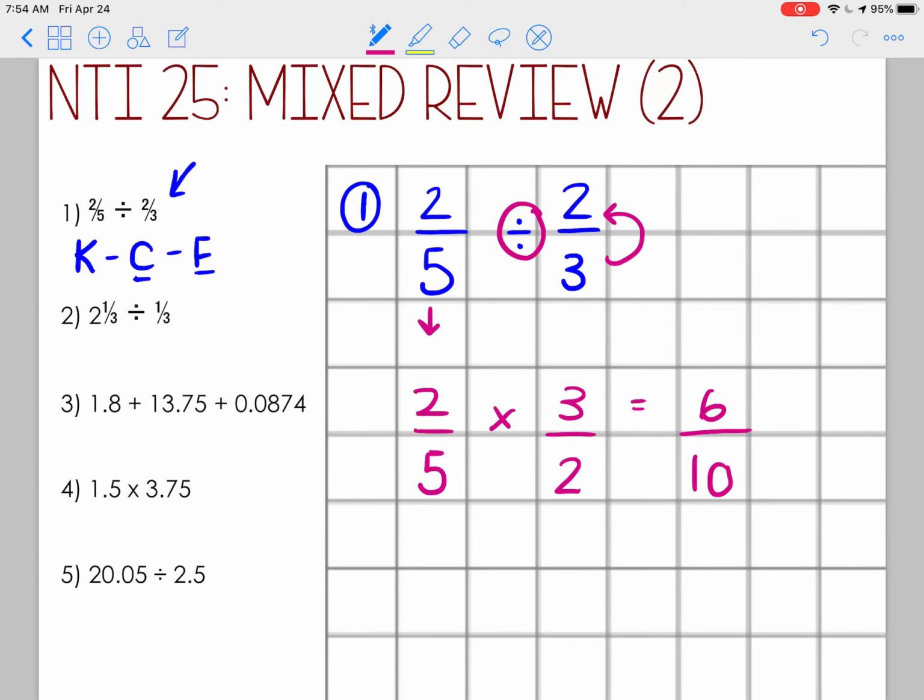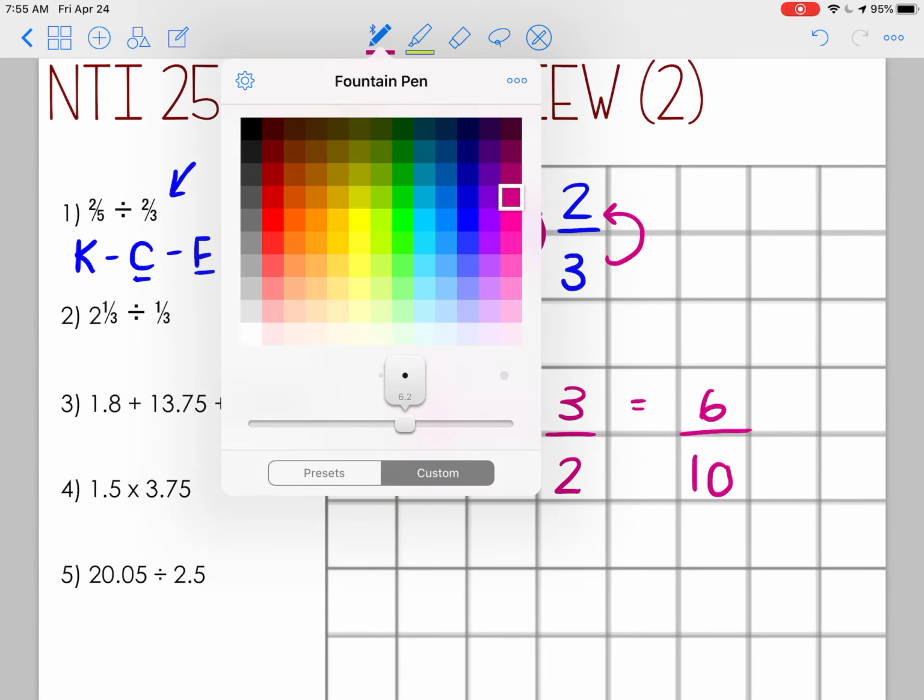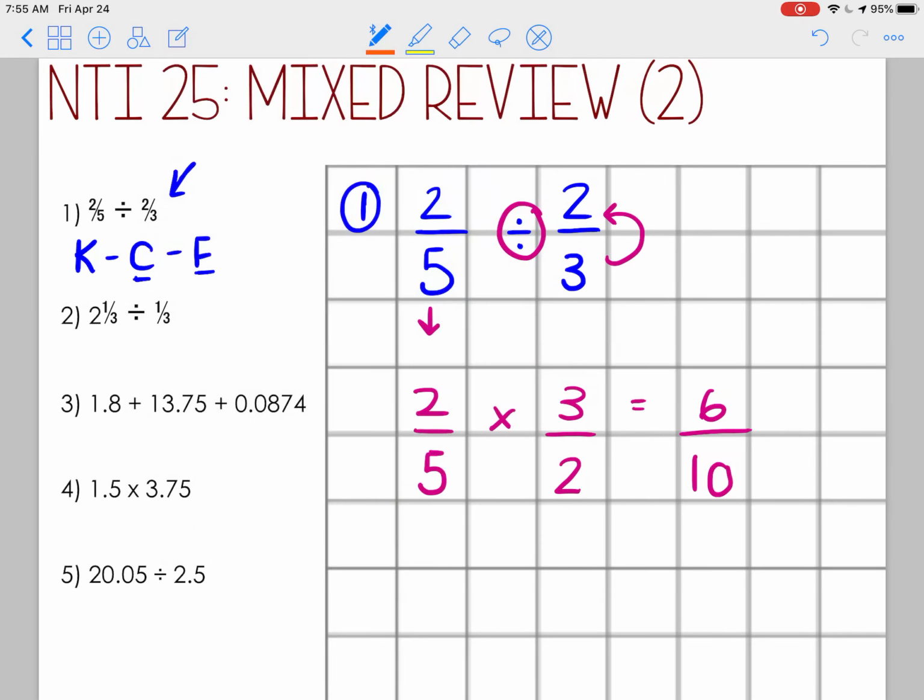Now, 6/10 is not our final answer. We've got to simplify 6/10. So when I look at 6 and I look at 10, they're both even numbers, so I know they can both be simplified or reduced by 2. So we take our numerator, 6 divided by 2, and I get 3. And then 10 divided by 2, and I get 5. I can't simplify 3/5 any further, so 3/5 is our final answer. Okay. All right, so let's move on.